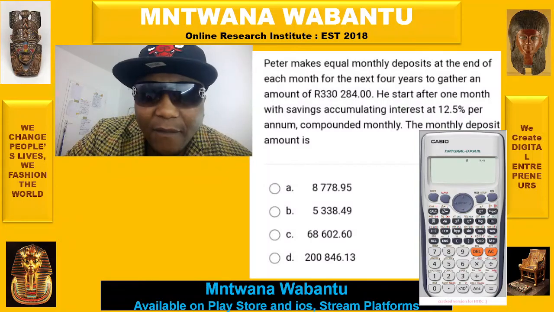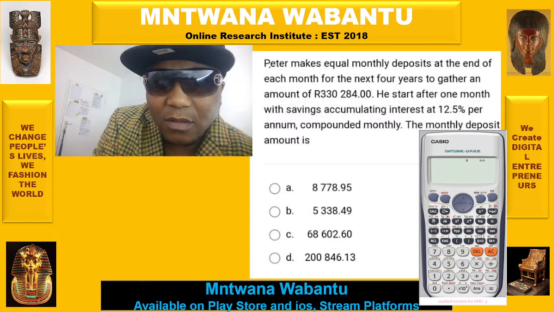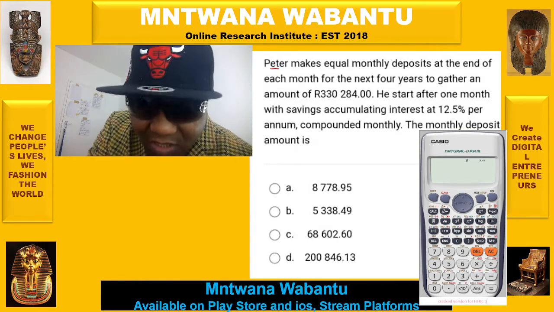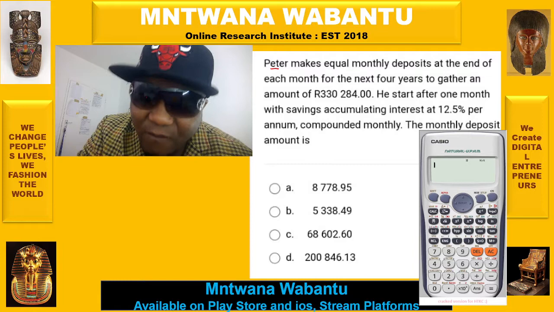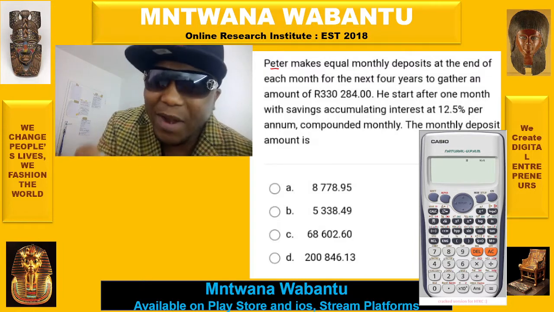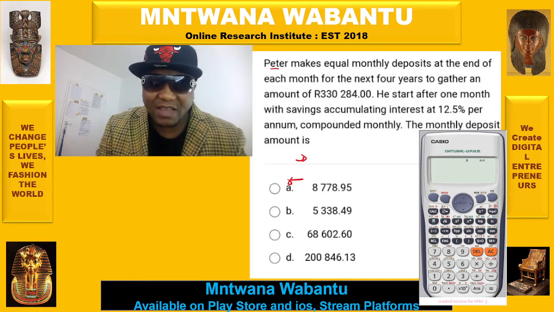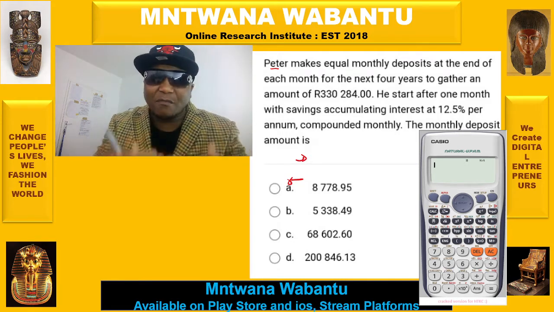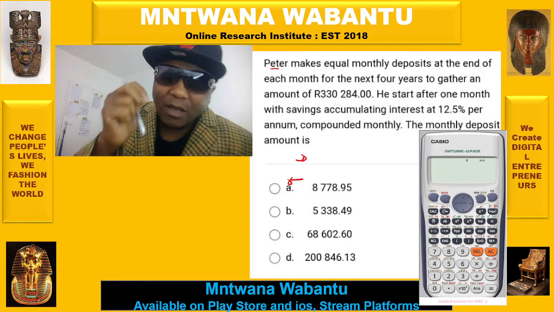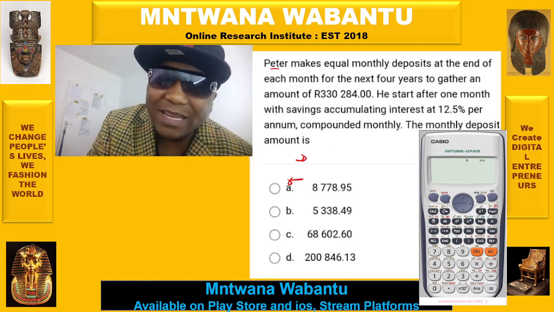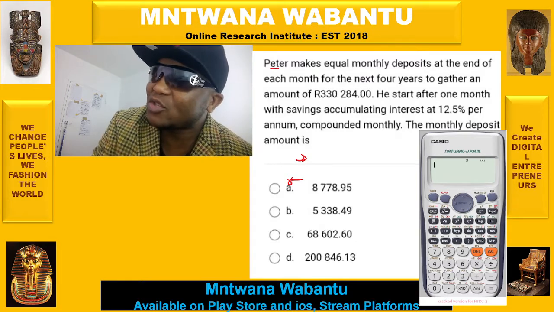Okay, so let's say Peter makes equal monthly deposits at the end of each month. Let me explain something. This is very, very interesting, very crucial. Listen, whenever someone either deposits or withdraws, meaning you either put in the money or take out the money, if that amount is equally paid, let's say you pay money every 2 months.